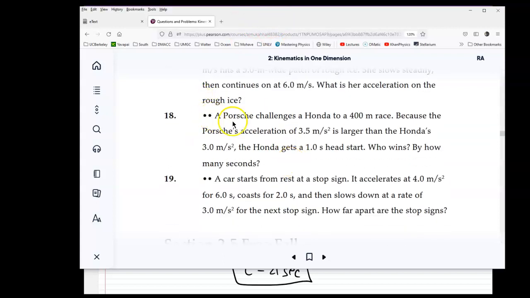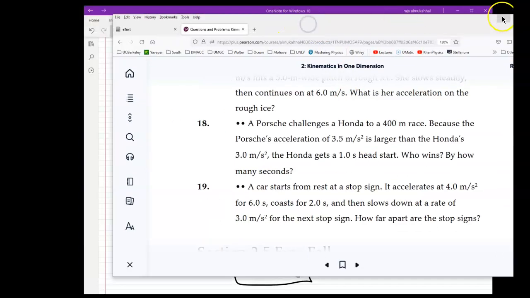He says a Porsche challenges a Honda to a 400-meter race. Because the Porsche's acceleration of 3.5 meters per second squared is larger than the Honda's 3.0 meters per second squared, the Honda gets a 1 centimeter, excuse me, 1 second, not centimeter, 1 second head start. Who wins and by how many seconds? Got it? Okay, let me close that.